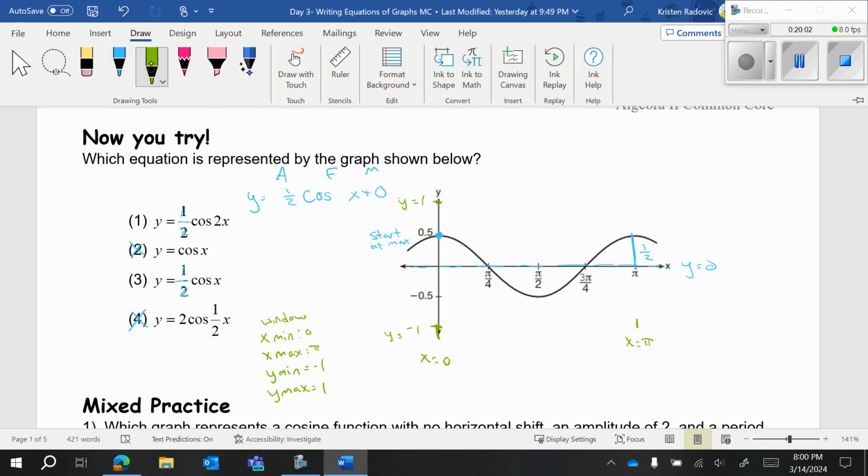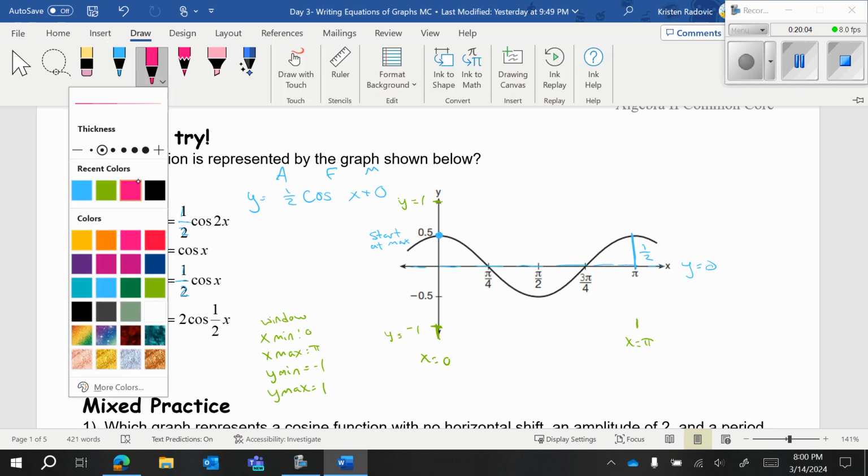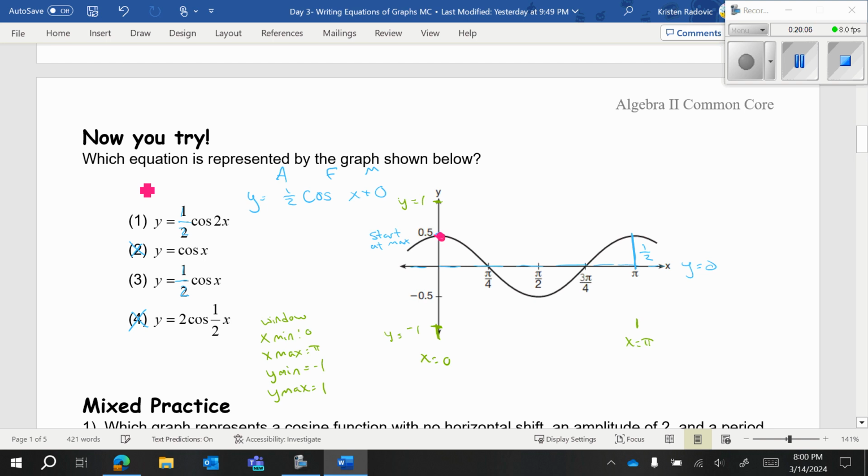We just need to find the appropriate frequency. You're starting at the max. Your period is from max to max. This whole thing is one cycle from 0 to pi. So your period is pi. Your frequency is the formula 2 pi over your period. Your period was pi, so your frequency is 2.